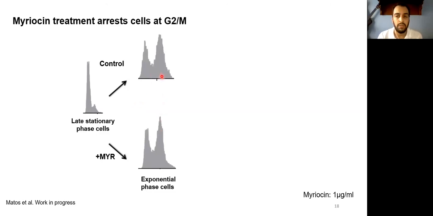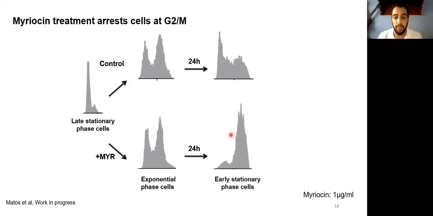And we can't see much difference between control and myriocin treated cells. But after 1 day, we can see here for the control that cells are becoming arrested again at G1 once the nutrients are becoming low. But this is not happening for the myriocin treated cells. As you can observe here, cells treated with myriocin become arrested at G2/M stage of the cell cycle.